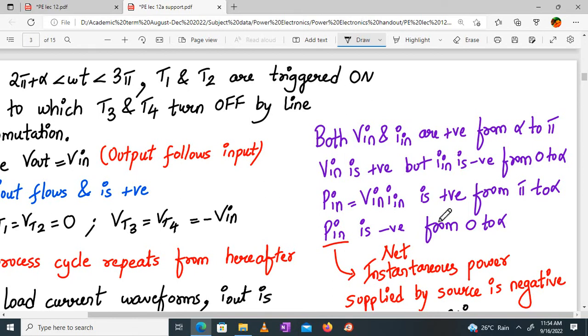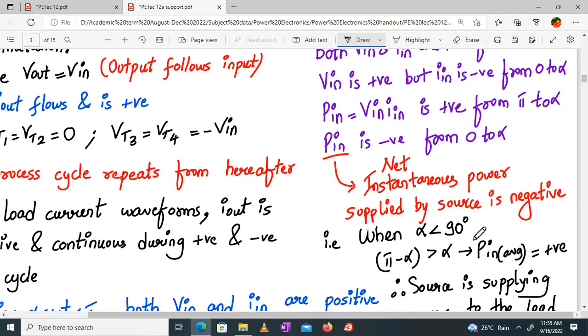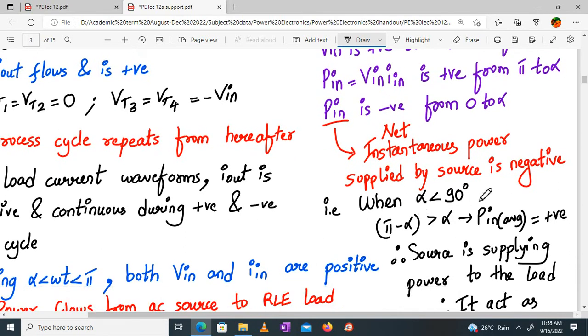ये देखो बराबर ना? V in is negative from 0 to alpha, meaning what? What is P in? Net instantaneous power supplied by the source is negative. Okay, from that period. Now, whenever alpha is less than 90, what is pi minus alpha?